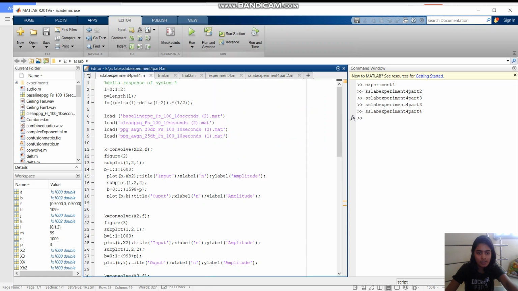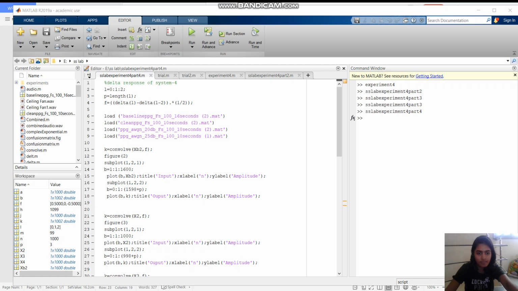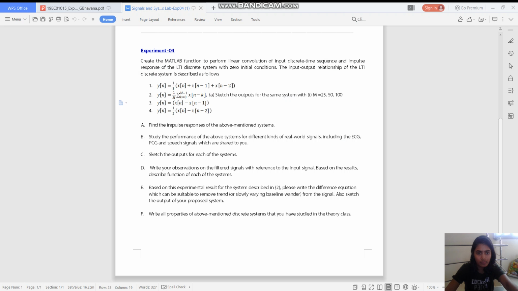And so let us answer part D. Based on our observations, the first and second systems are low pass filters and the third and fourth systems are high pass filters. The last question is based on these difference equations: define another difference equation which removes the trend line.